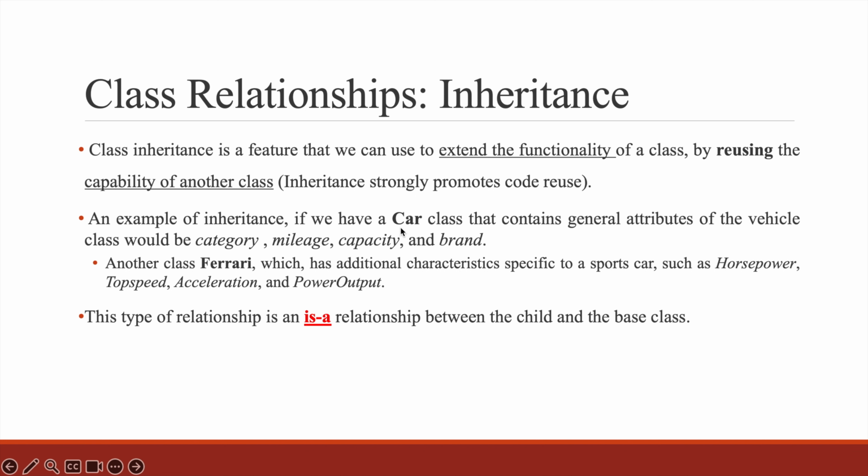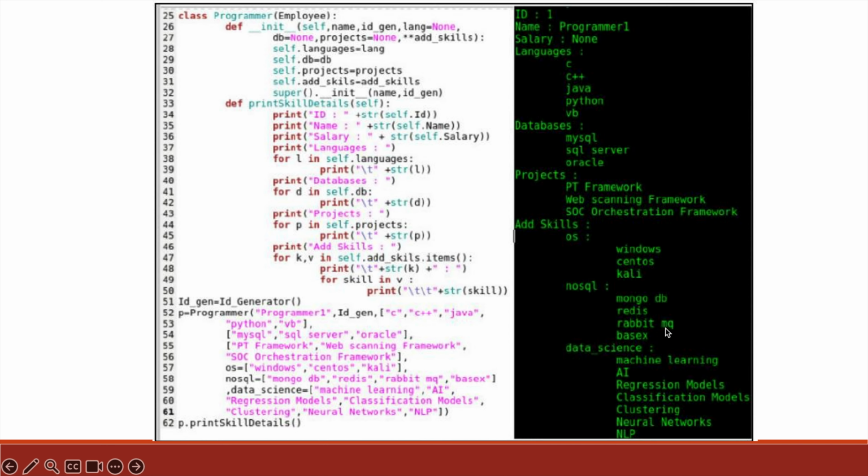extend all of the variables and methods of any regular car with additional characteristics specific to a sports car, such as horsepower, top speed, acceleration, and power outlet. So the type of relationship, if we define it in words, is an is-a relationship. So a Ferrari is a car is a vehicle. So the type of relationship is an is-a relationship between the child and the parent class, or we can also call it a base class.